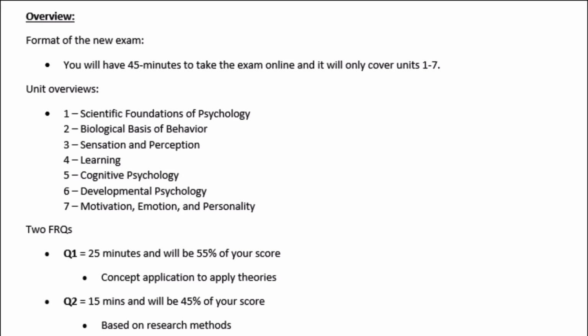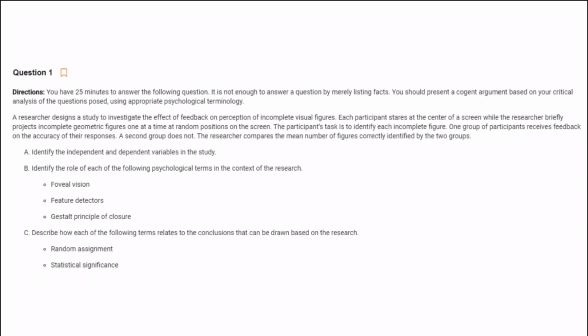During the 45-minute period, you will be given 2 FRQs to write. The first one is 25 minutes long and will deal with the application of concepts that you've learned throughout the year. The second FRQ will be 15 minutes long, and it will be based on research methods that you've learned throughout the year. After that brief overview of the exam, let's jump into an FRQ.